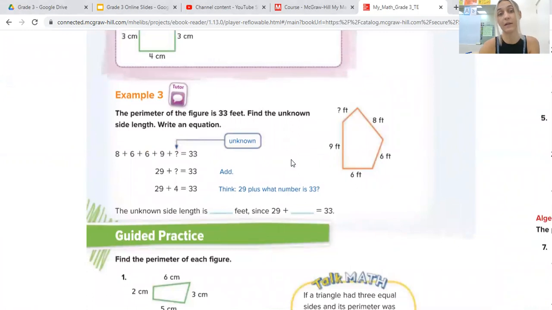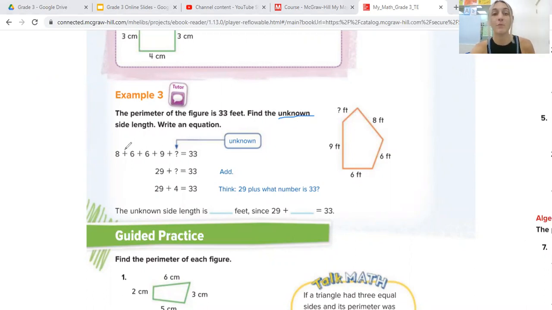Now we're not always going to have rectangles. Here's example 3 we'll do together, and then I'll just walk you through the rest. The perimeter of the figure is 33 feet. Find the unknown side length. Write an equation. So not all of your problems are going to ask, what is the perimeter? Sometimes they'll give you the perimeter, and they'll give you most of the side lengths, but you need to figure out one of them. So here's how we can solve that.